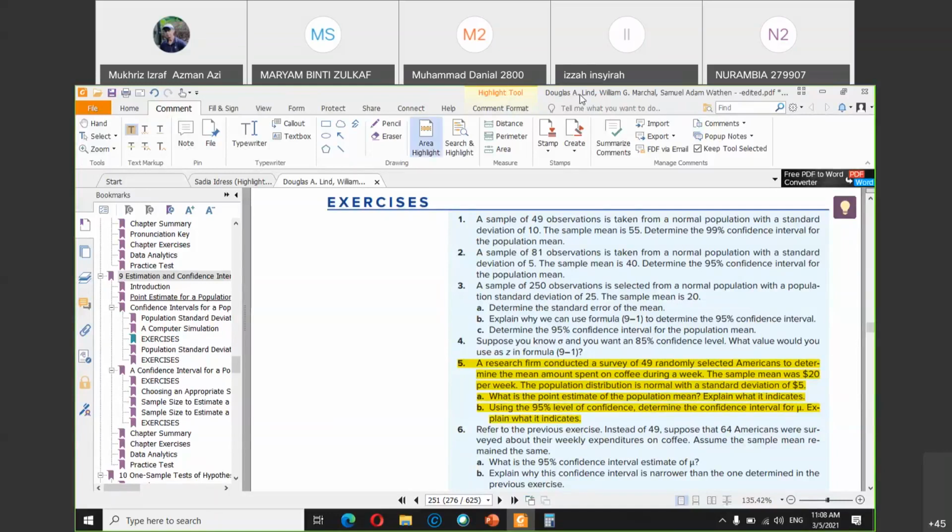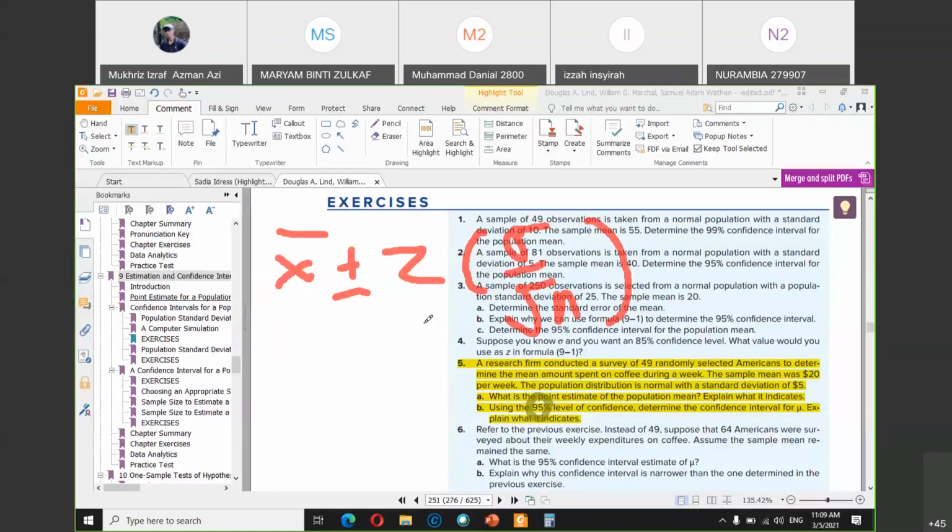Okay, but what I can show simply from this example. If you want to calculate the 95% CI, the formula just now is X bar plus minus Z multiplied by sigma divided by the square root of n. Okay, so that is the simple formula. So you just plug in the value of Z. Z you need to refer to the confidence value. So for 95%, just now we know that the value is 1.96.